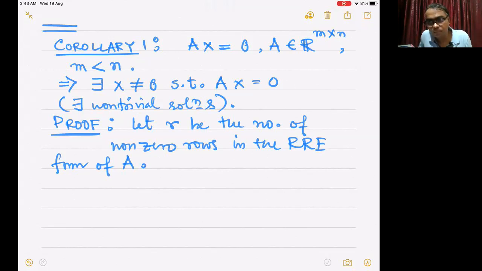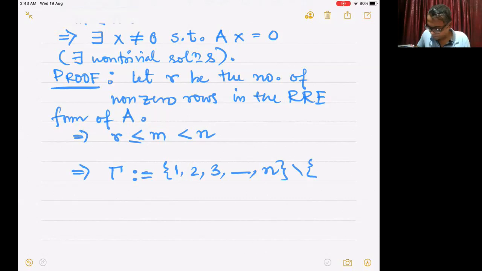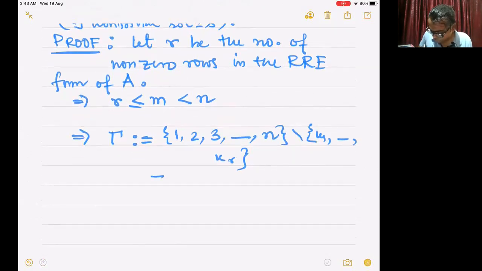So if r is the number of non-zero rows, then of course r must be less than or equal to m. If this is less than or equal to m, this is certainly less than n, which then means this set gamma, which we have defined to be 1, 2, 3, up to n, minus, so you take the set and get rid of some numbers from the set, here I'm taking away k1 up to kr. This implies this set gamma is non-empty, because the set has n elements, I'm taking away r elements, and r is strictly less than n. So I'm taking a smaller number of elements from a bigger set, so of course it will be non-empty.